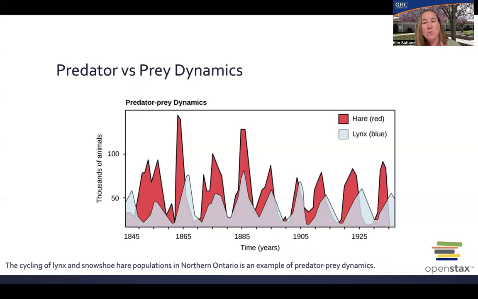You can see when the prey population goes up, then the lynx population follows a little bit later. If the prey population plummets down and there's no food to be had, then the predators are going to plummet down. So we can absolutely see those dynamics in this graph.